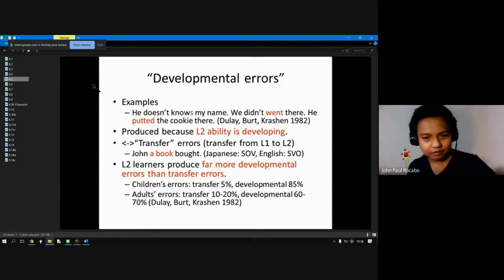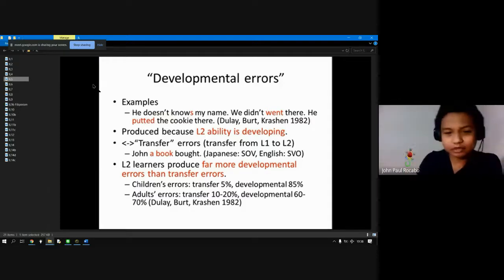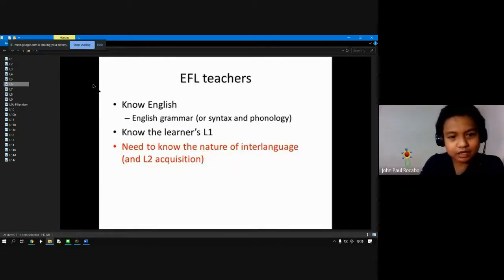But one thing is, yung mga nag-aaral ng second language, nagkakaroon ng developmental errors. So, there is no exception. Learners produce far more developmental errors than transfer errors. Okay. So, mas malalim na yata yun.